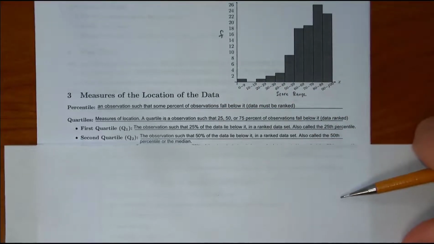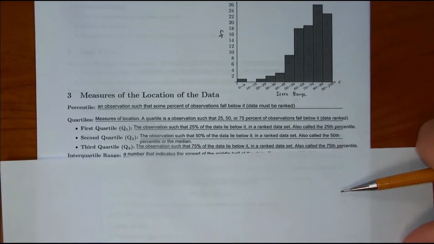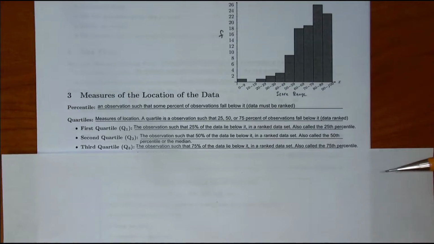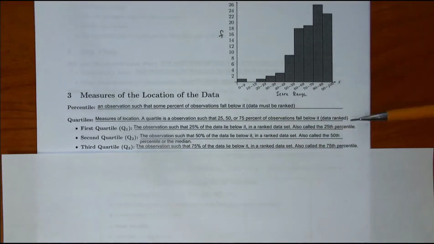Okay? The third quartile is called Q3. It's the observation such that 75% of the data lie below it in a ranked data set. It's also called the 75th percentile. So again, keep this straight. I know it's kind of confusing, but the first quartile, we abbreviate as Q1. It's also called the 25th percentile. I mean, that's what it is.